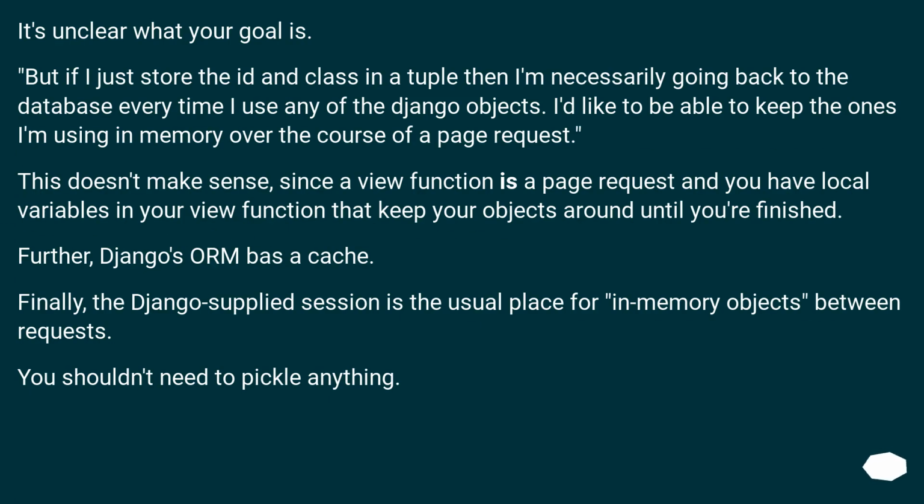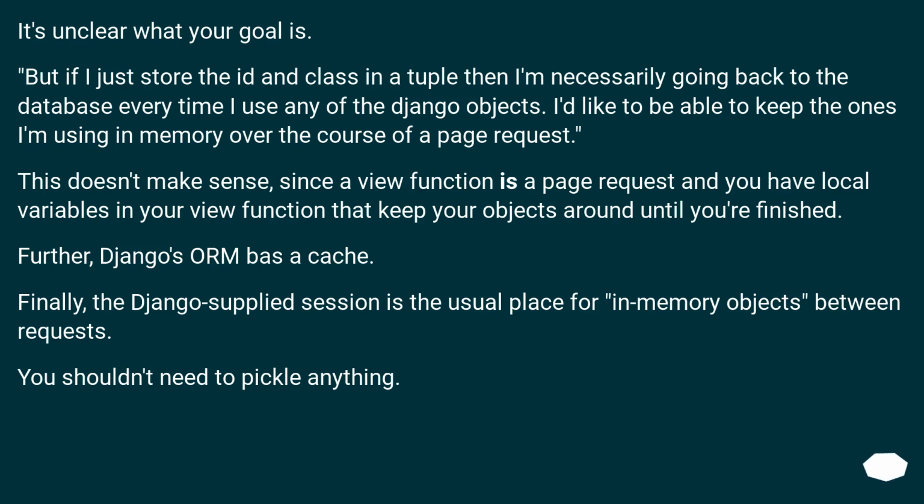It's unclear what your goal is. But if I just store the id and class in a tuple, then I'm necessarily going back to the database every time I use any of the Django objects. I'd like to be able to keep the ones I'm using in memory over the course of a page request.